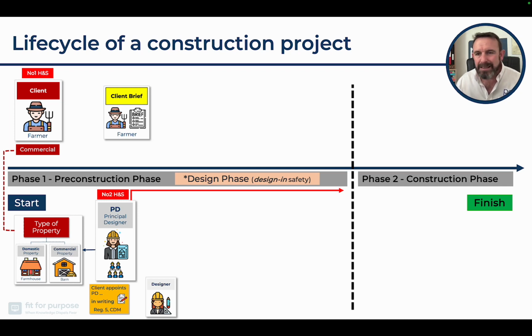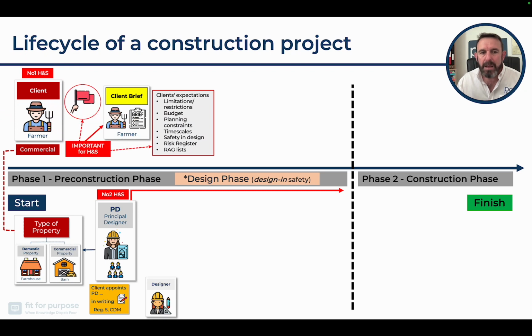That's ultimately the client saying what that project is. So we can see there, they'll give the client's expectations, limitations, budget, planning, constraints, timescales, safety and design, what has happened to the risk register, RAG list. Now, important, I've put this as a little bit of a red flag because this client brief is really important for health and safety. It does not have to be written down. There's no legal requirement for that. But it is beneficial because then it can be reviewed as we go along. That's the client giving their expectations for what they want the project to be.